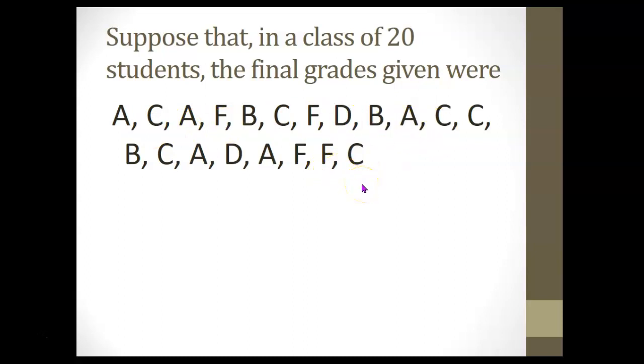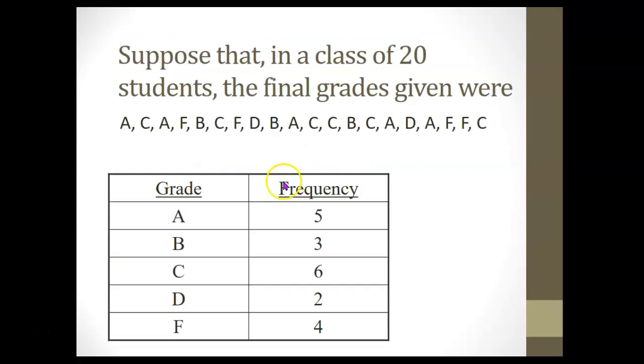And if it was a bigger class, like 200 students, it would be even harder to tell what was going on just from a big long list of letters. So it might be more meaningful to organize this in something like this, where we have a list of what all the different values on the list are, in this case, all the different grades that people got, and then the frequency, that is, how many of each one of these there was in the set of data.